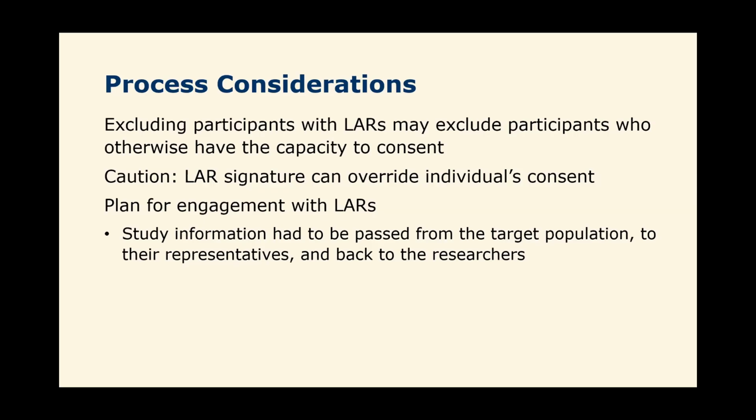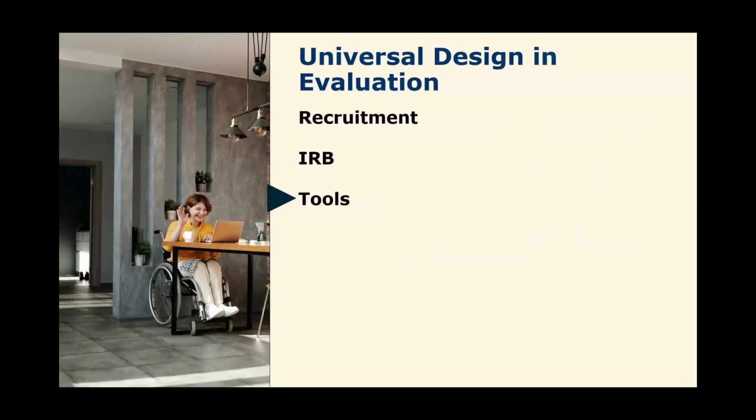So as you're considering how to engage people with legally authorized representatives, you should be planning for engagement with those people, which may mean that you'll need to do this back and forth if you can't get those two people in the same room at the same time as a part of your recruitment. You might send out your recruitment information, and then they need to pass it off to somebody who has the legal authority to sign it for them and then pass it back to you. Just planning for that extra step is an important part of considering how to do your research. Next slide, please. Thank you.